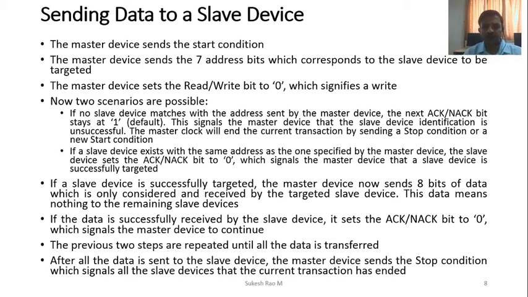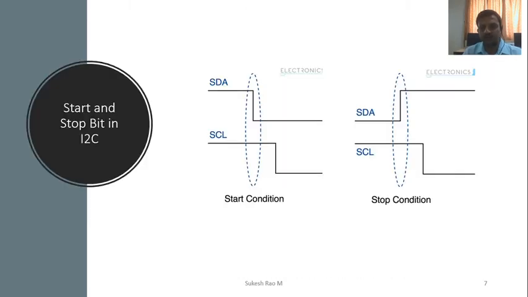Whenever you are going to send data to the slave device, what needs to be done? The master device sends the start condition that I mentioned already. How is the start condition? The SDA will go from high to low while SCL is at the high state. So that's the start condition.